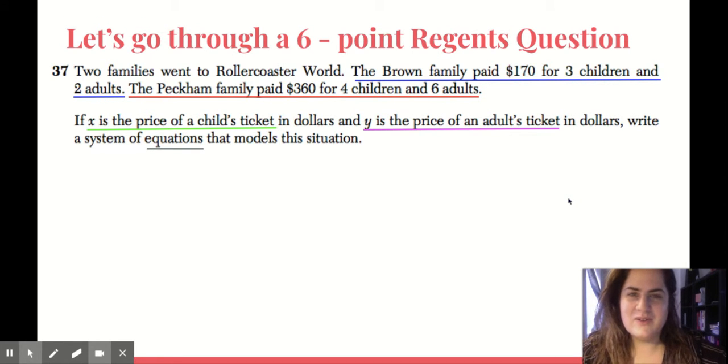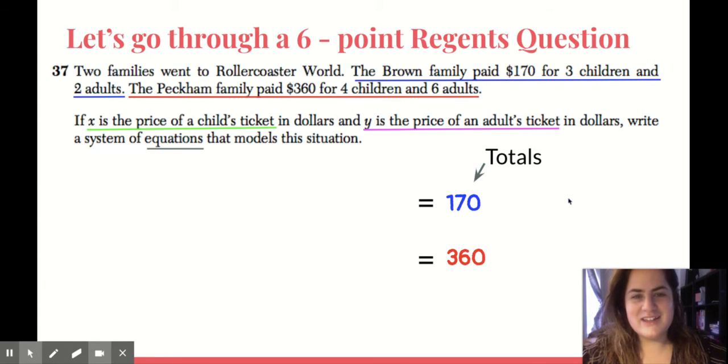Now, every equation has an equal sign. When your question wants equations, that means you need 2 equal signs. So every equation should equal a total on one side. Let's see if we can spot any totals. The Brown family paid a total of $170. What would be the total for the Peckham family? That's $360. Okay, what else do we know?